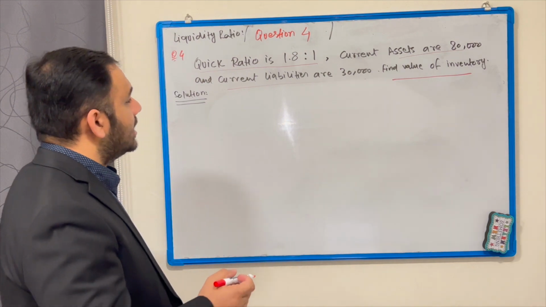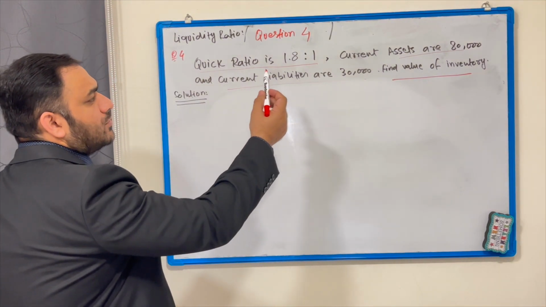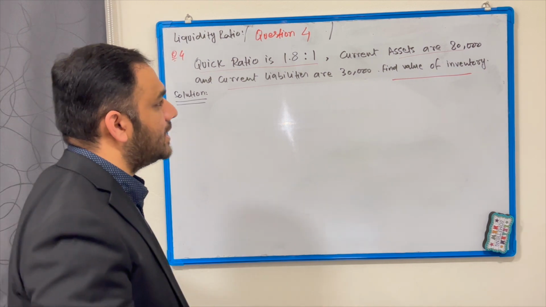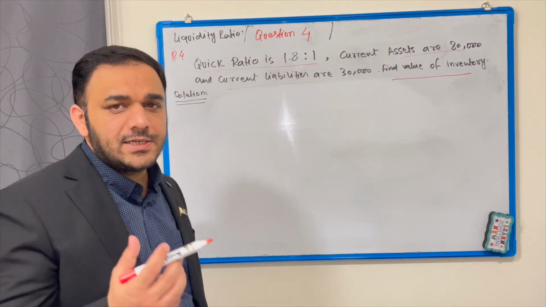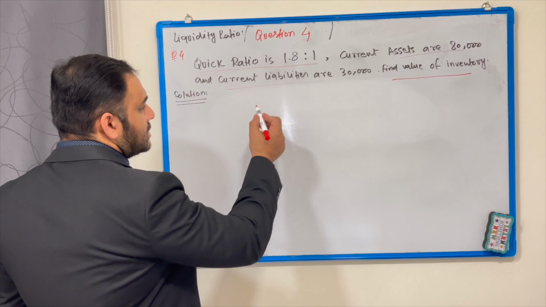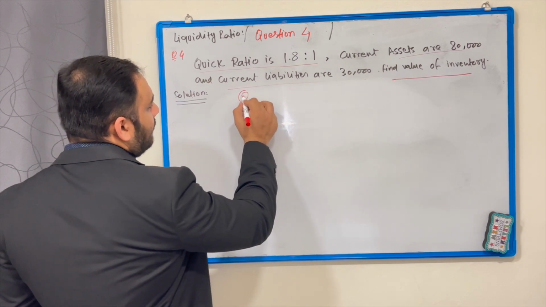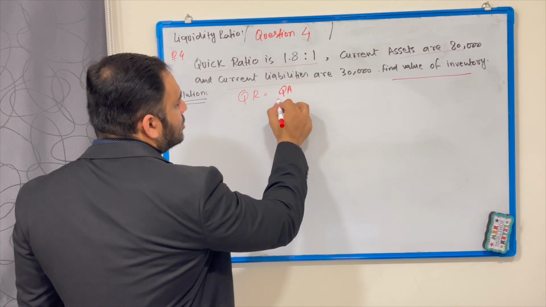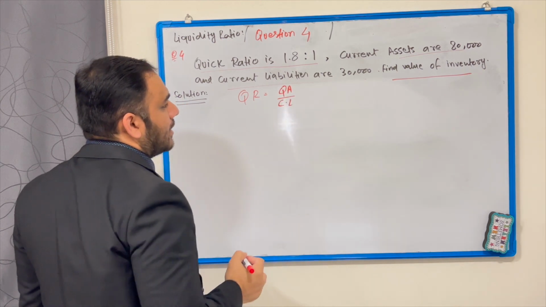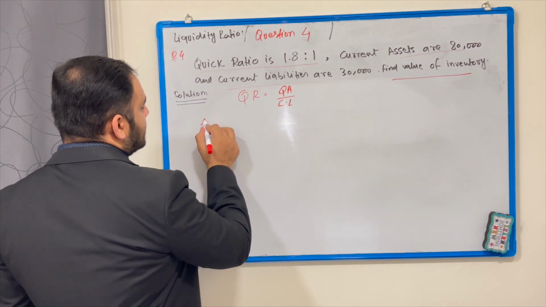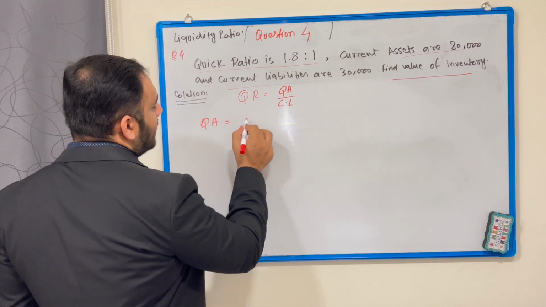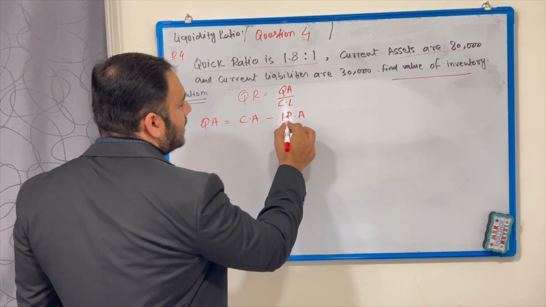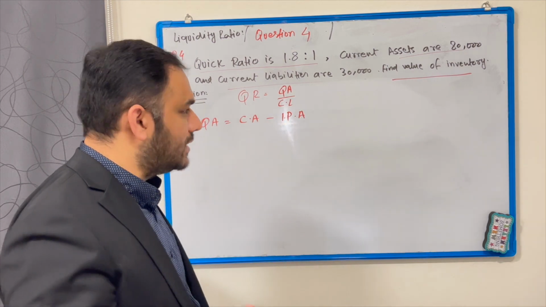So let's start. In this question, quick ratio is given 1.8:1 and current assets are 80,000 and current liabilities are 30,000. We need to find the value of inventory. First of all, we will see what is the formula for quick ratio. That is equal to quick assets over current liabilities. And for quick assets, what is the formula? Current assets minus inventory. If you go back, you will see your concepts, you will come to know.